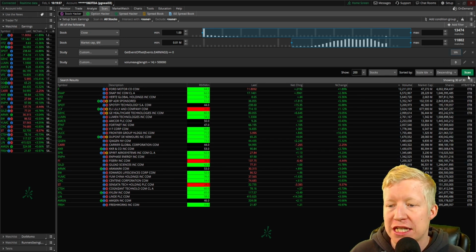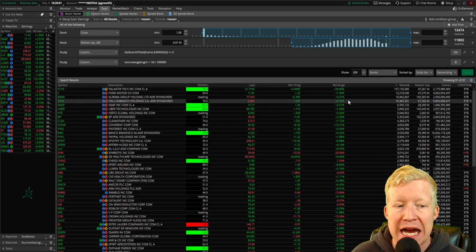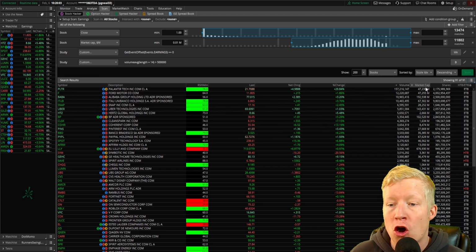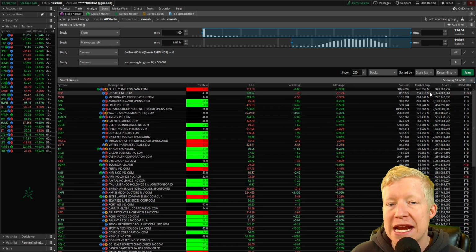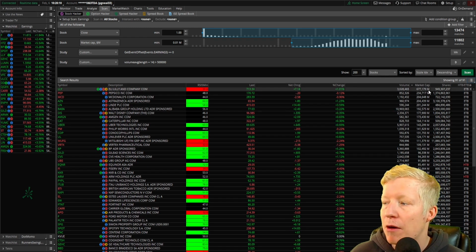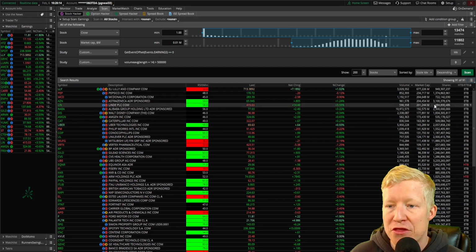If I switch this to week and hit scan, you are now seeing all these stocks with the highest current volume coming on this week, right? And you can also sort this by market cap, which might actually be, now that I'm thinking about it, a better way to sort this scanner.